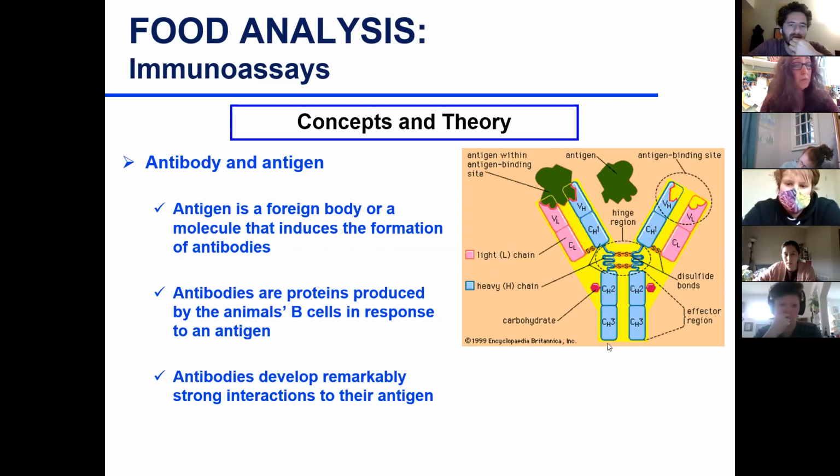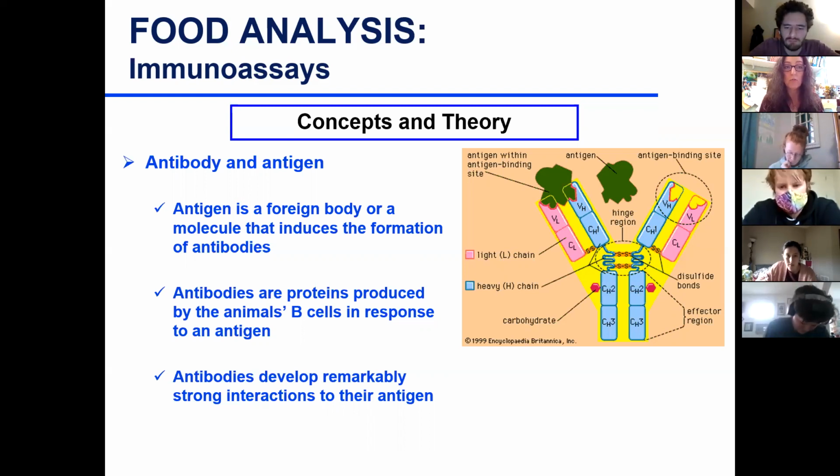So antibodies are produced by specific types of cells in our bodies, human bodies and animal bodies, and they call them the B cells. So when an antigen or a foreign body is introduced in our system, B cells respond by producing antibodies. And these antibodies would capture the antigen and try to get rid of it.